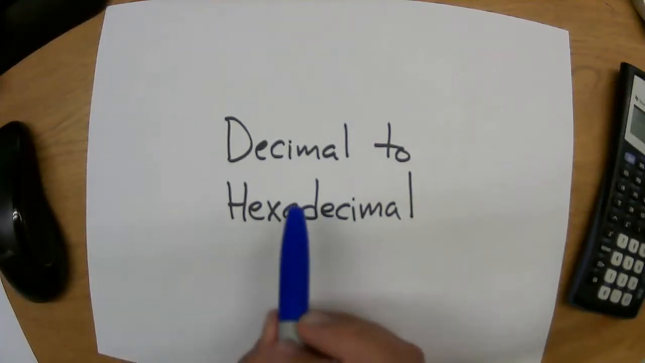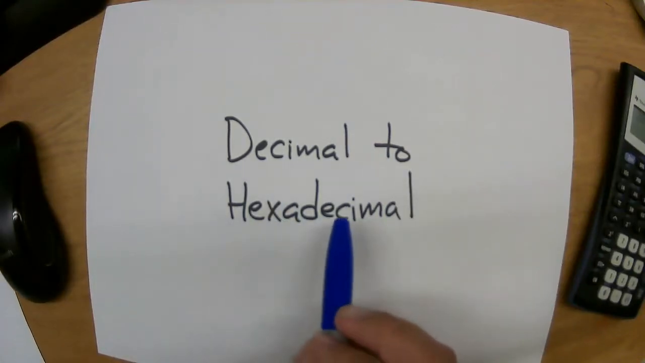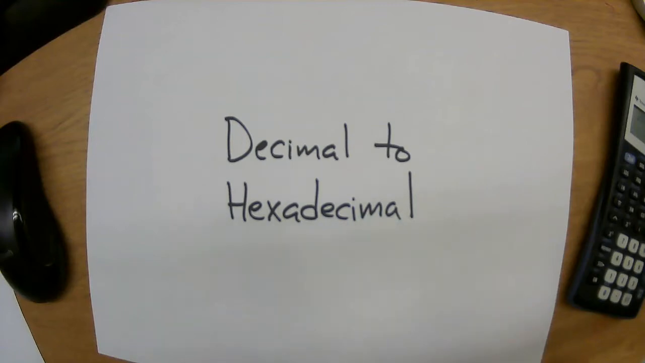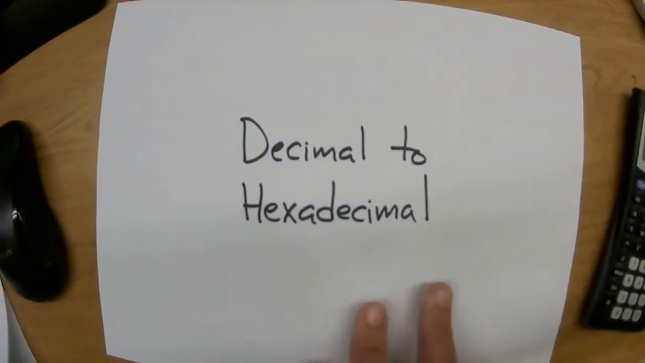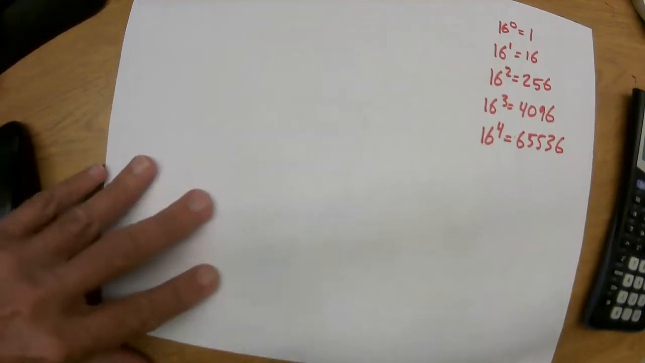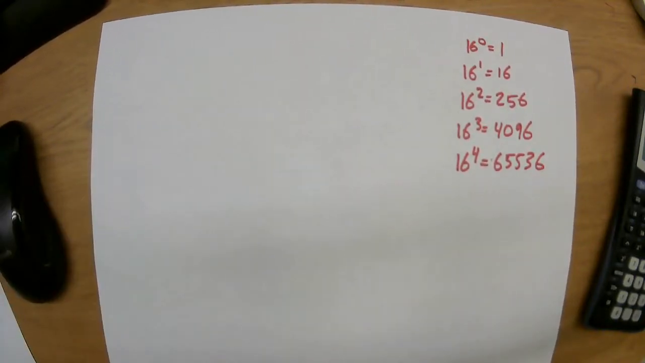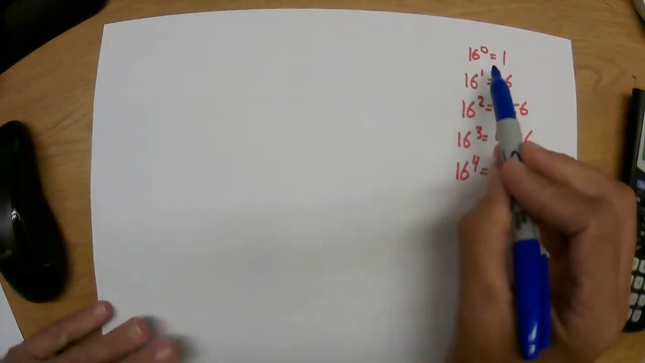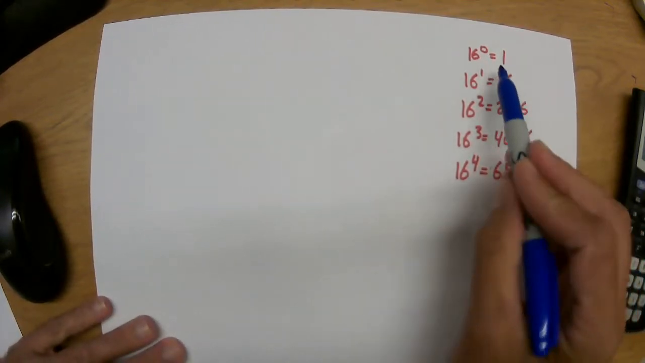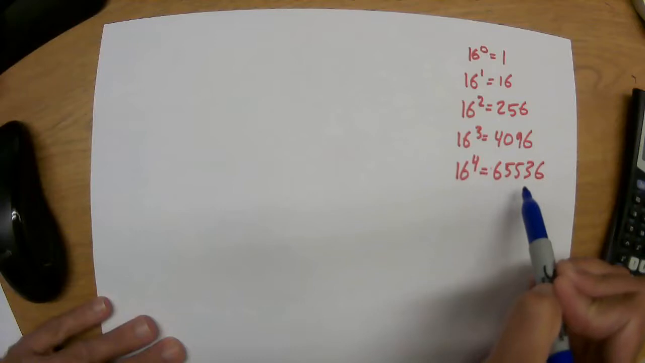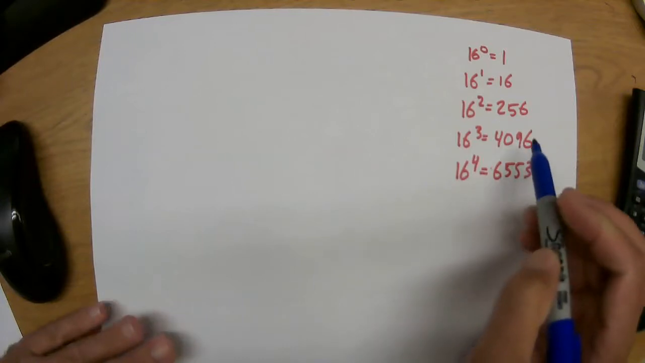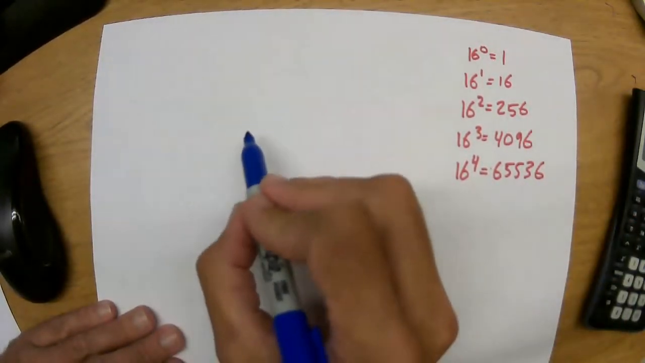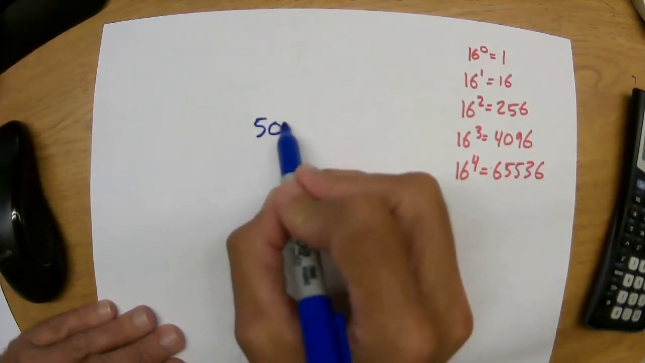All right, today let's take a look at doing decimal to hexadecimal conversions. Definitely have a calculator handy for this. Before I start, one of the things I like to do when I'm doing these decimal to hex conversions is have a little cheat sheet of my powers of 16 handy, and you'll see why in a second. All right, so the number I'm going to try is 500.